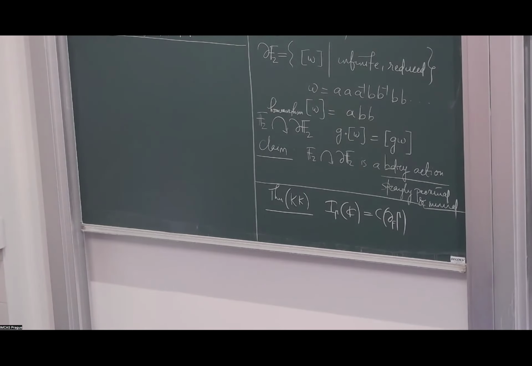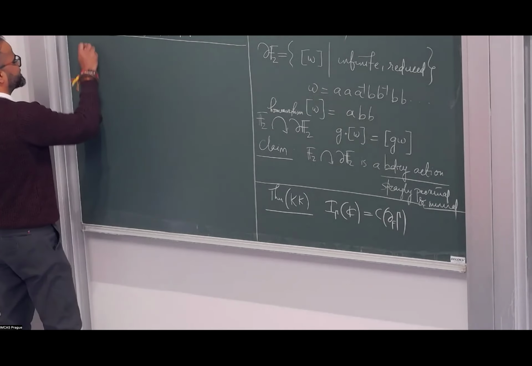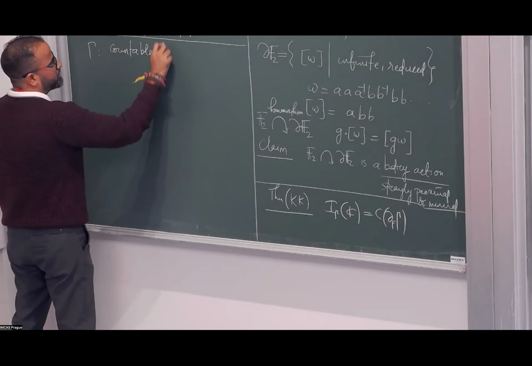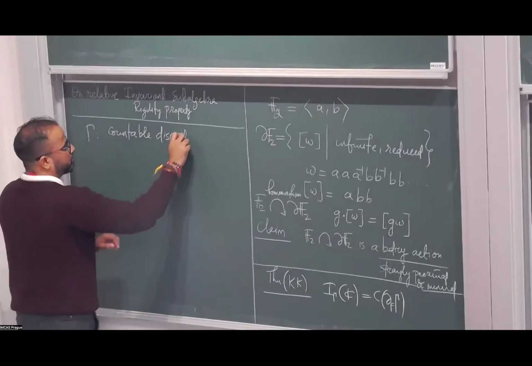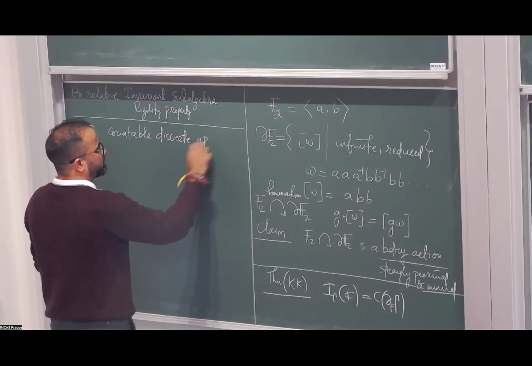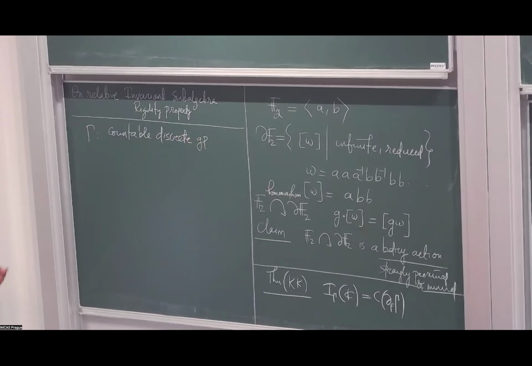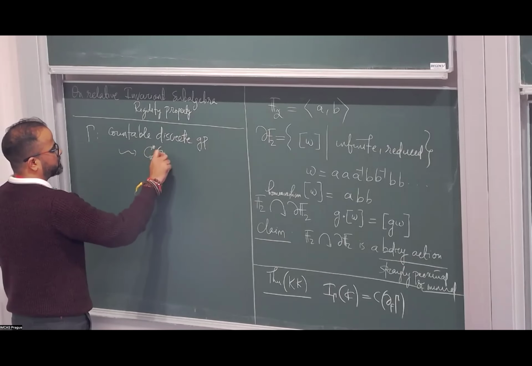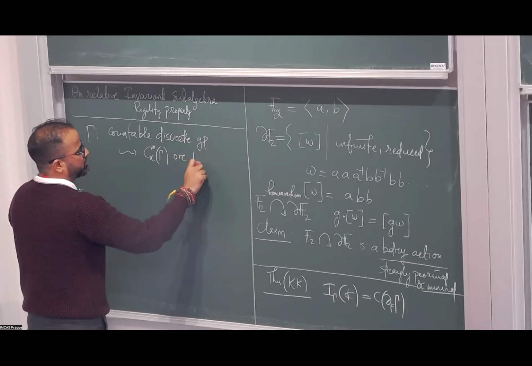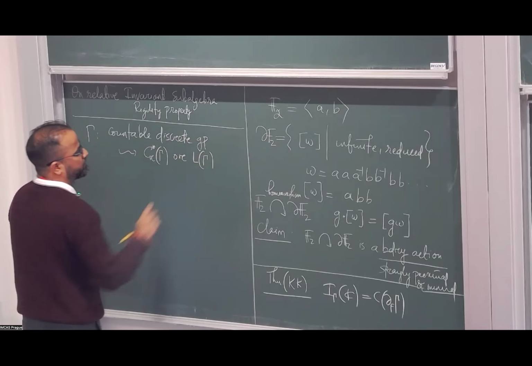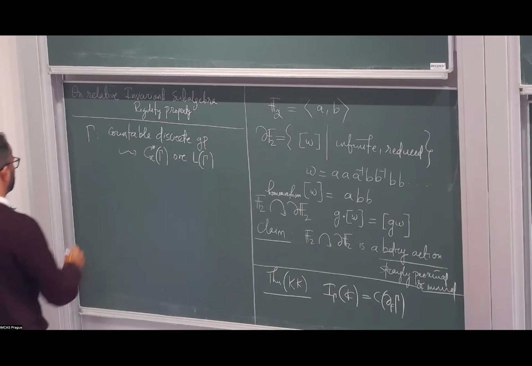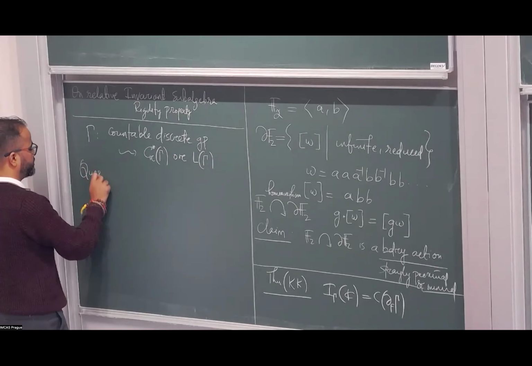So Aaron did most of the groundwork for me. So I'll just start. Gamma is a countable discrete group for me, and I'm interested in looking at either the reduced group C-star algebra or the group von Neumann algebra. I'm interested in studying these objects. So in particular, I ask the following question.